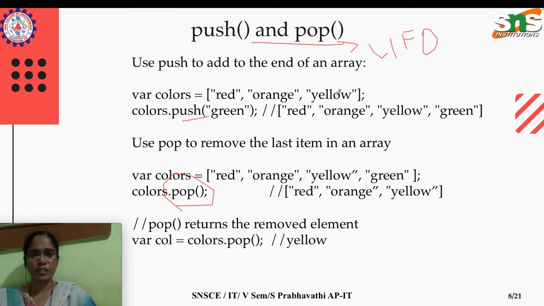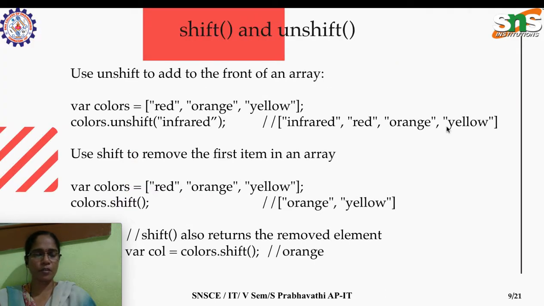Okay, so here is an array, initially it contains 3 items, red, orange, yellow, and if we push green it will add to the end of the array, and if we pop the same you will get back the lastly inserted item. Okay, this is about push and pop.